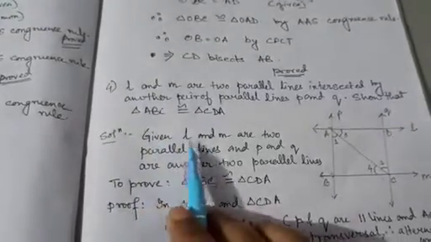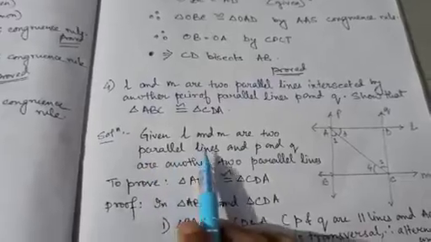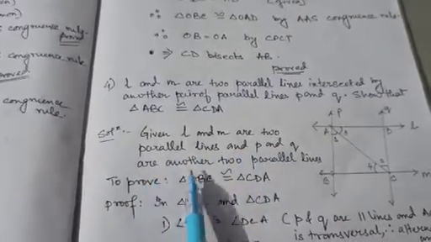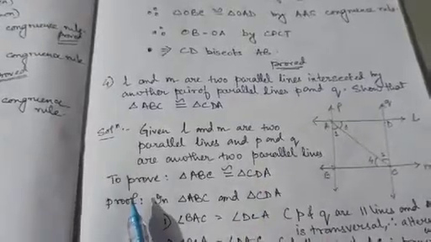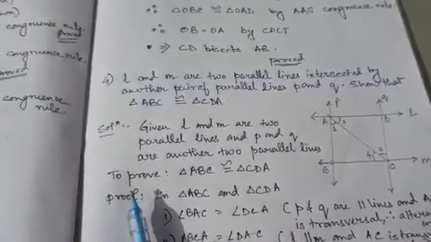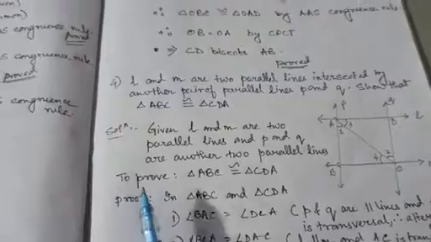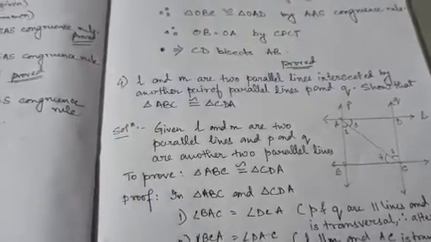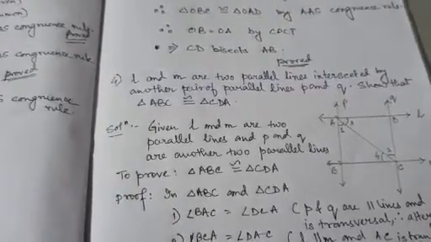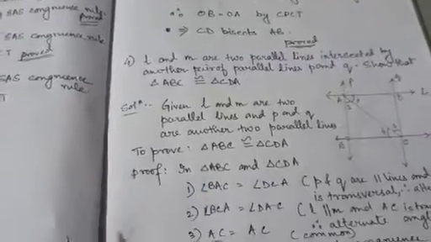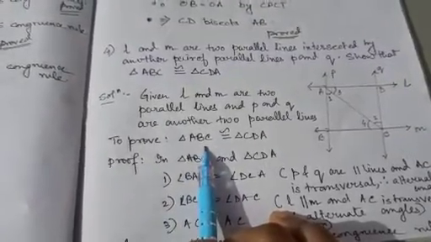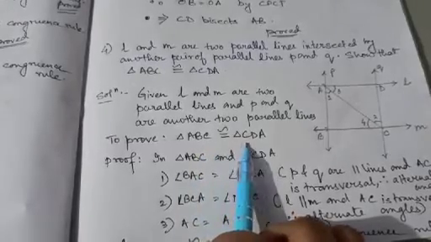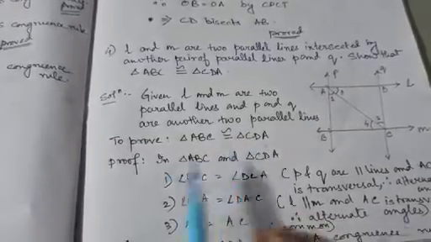So first thing we are going to do is to write the given. Given is L and M are two parallel lines and P and Q are another two parallel lines. Now we have already practiced lines and angles. So in lines and angles, all the properties of the angles we will utilize in this sum. Now what we need to prove? We need to prove triangle ABC is congruent to triangle CDA.